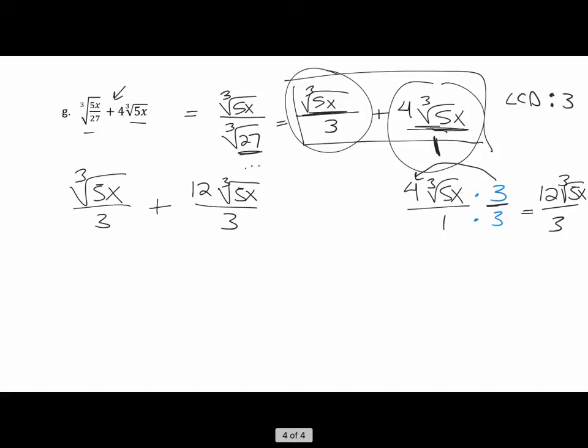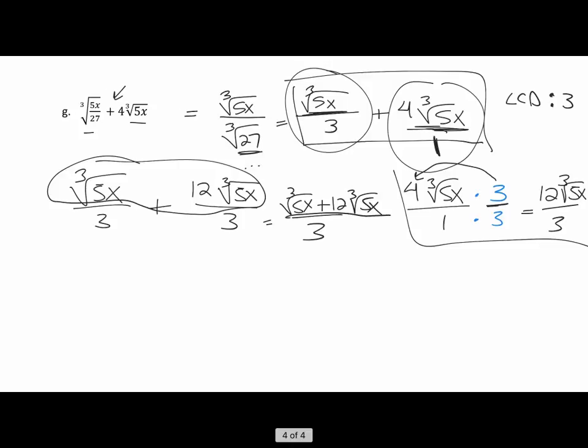Now that these have the same denominator, I can add them together over that denominator. So a cubed root of 5x plus 12 cubed root of 5x. I'm just going to add the numbers in front. 1 plus 12 makes 13 cubed root 5x's over 3. And this would not be the end of this. We'd have to make sure we could not divide these factors that are not in a radical. But 13 doesn't divide by 3, so that is as simple as that gets. That's our simplified sum.